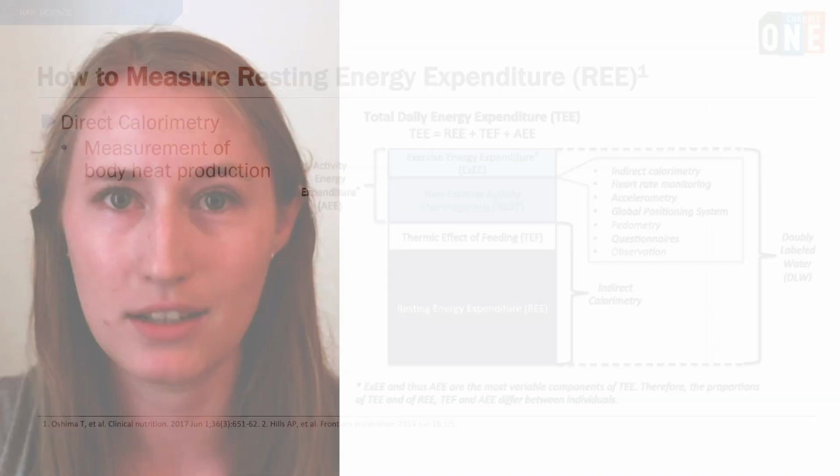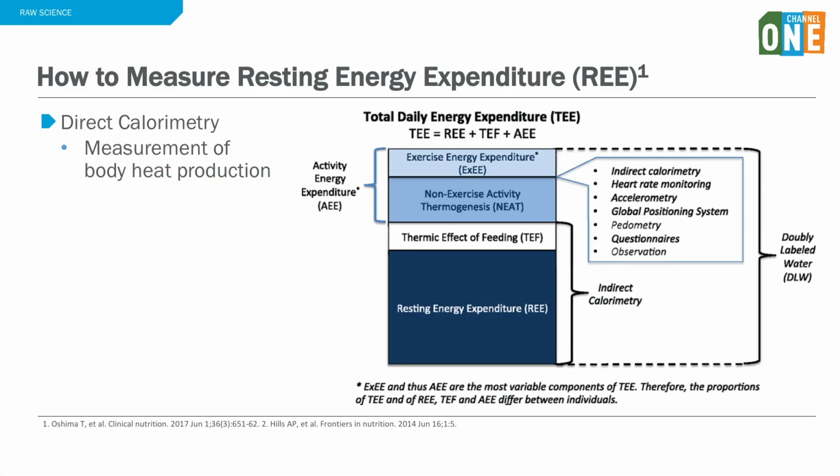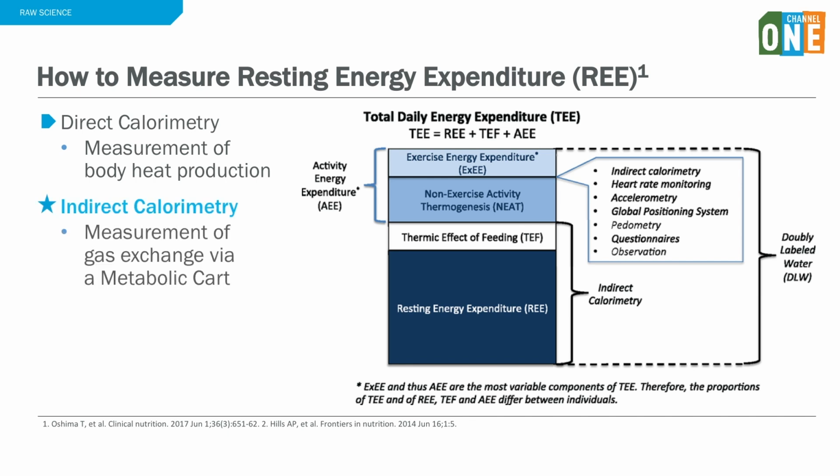Calorimetry is the measure of heat. Direct calorimetry measures body heat production, which requires a large insulated chamber or room. However, indirect calorimetry estimates energy expenditure from the measurement of gas exchange utilizing a metabolic cart. Thermodilution and doubly labeled water are two other methods that won't be covered in this presentation. The picture on the right shows all of the components that go into daily total energy expenditure. But we will first focus on what is highlighted in the yellow box, which can be measured by indirect calorimetry.